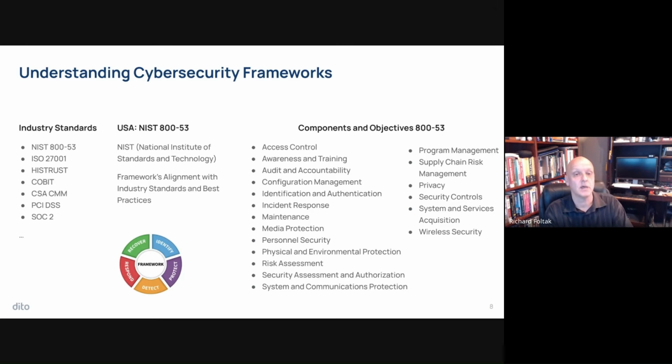this is relevant. So it goes into the whole aspect of, do you have good program management, supply chain risk management, privacy? What are you doing there? Security control frameworks and wireless security. This is all the components surrounding NIST 853. And I'm willing to bet there's going to be a new one that's going to pop in there based on AI in the next few years, just because of the way the world is navigating. Can we go to the next slide?